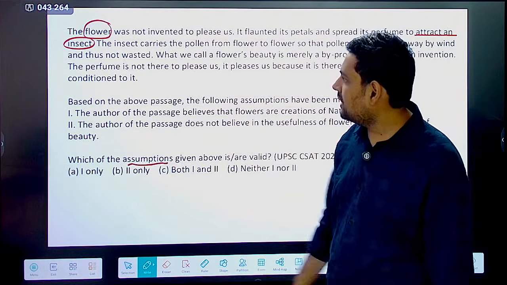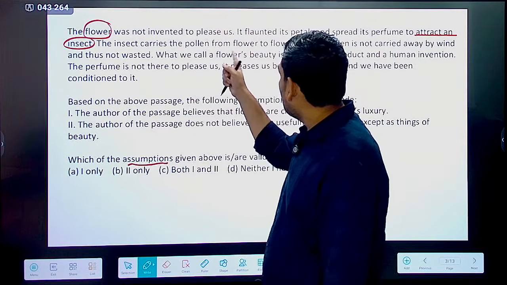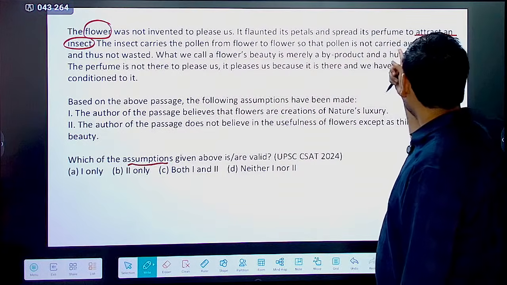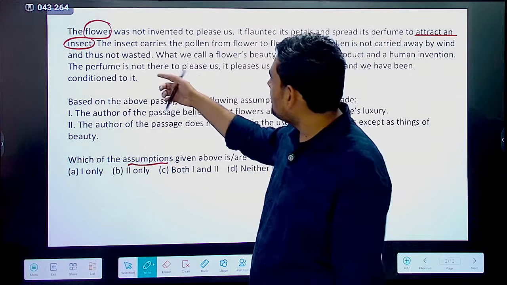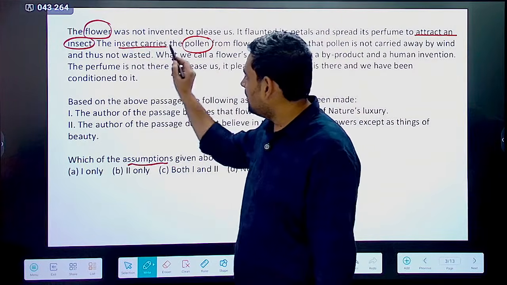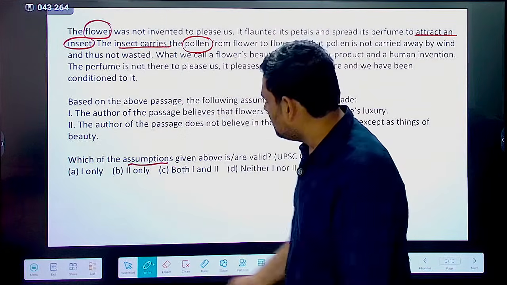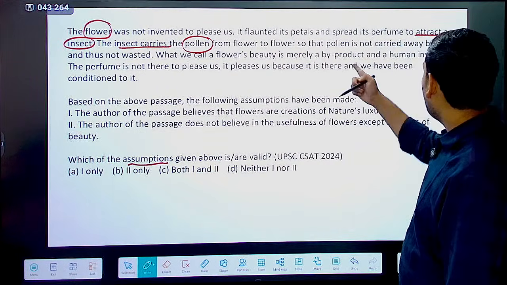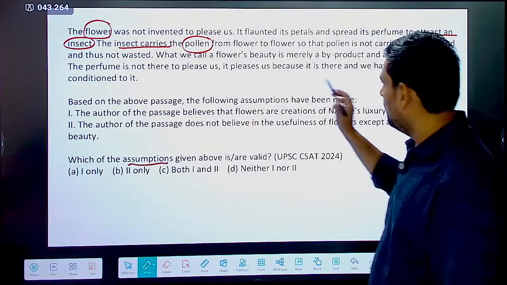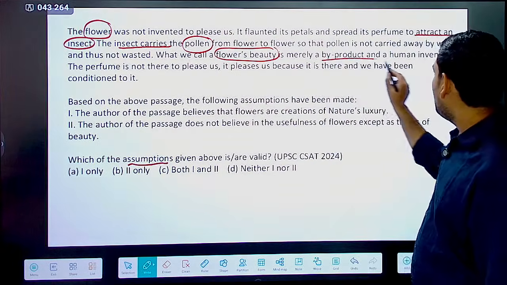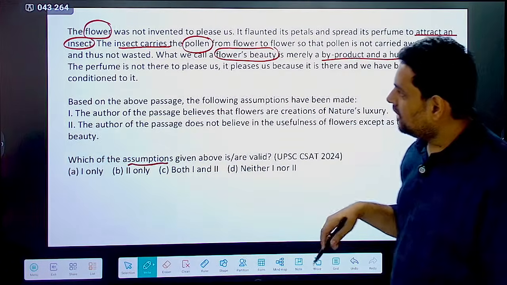Correct. Then next, the insect carries the pollen from flower to flower so that pollen is not carried away by wind and thus not wasted. So this is about pollen. And who carries it? Insect. Correct. Then what we call a flower's beauty is merely a byproduct and a human invention. So this is flower's beauty. What is this? This is a byproduct and a human invention.